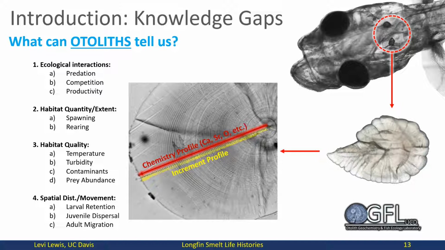And we can also burn or ablate across the otolith from the core to the edge to get the entire chemical history of that fish and its environment. So it's a really powerful tool for describing the growth, phenology, and kind of movement history of individual fish.